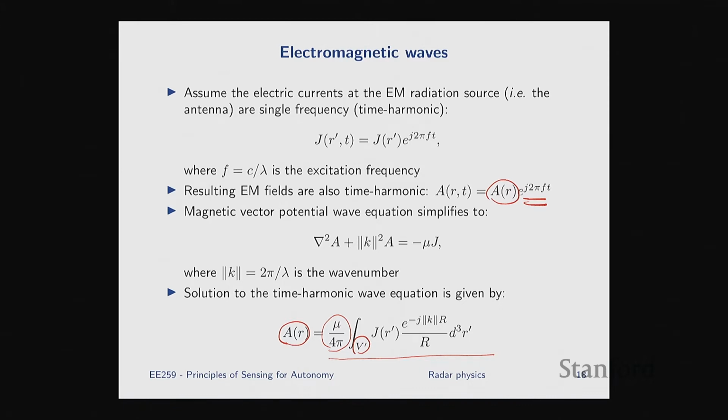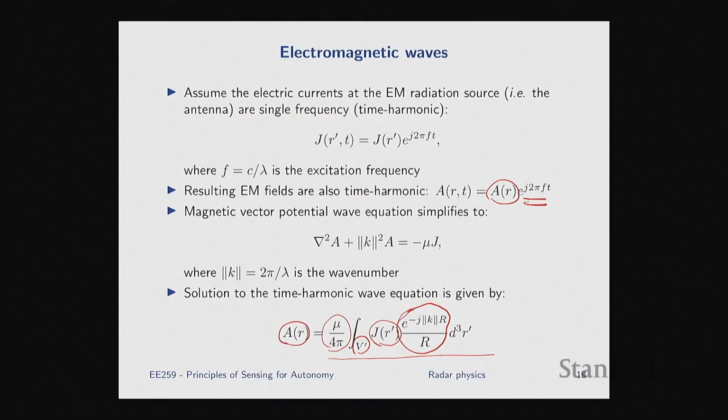But now the integrand is much simpler. So you have J of r prime, that is just your current distribution at a point r prime inside this V prime volume, multiplied by this term. This should be very familiar to you: e to the minus j k r over r. What does this remind you of? You've seen this when we were talking about acoustic waves. Remember spherical waves? It is a spherical wave.